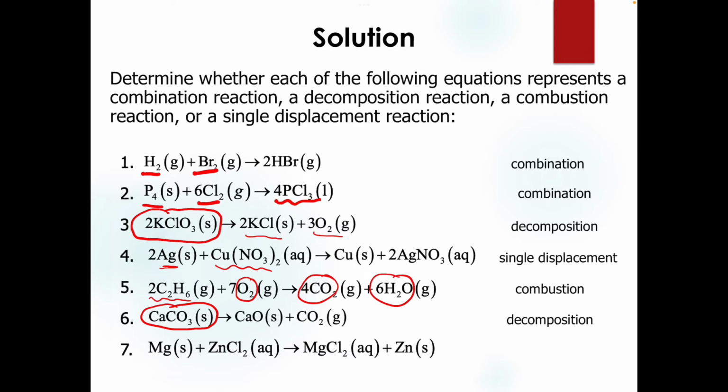And then our last one is also a single displacement reaction because we have an element reacting with a compound. And you can see that magnesium kicks that zinc out, so zinc ends up by itself, and magnesium ends up bonded to the chloride. Remember, it doesn't matter the order that you write, like I could have written zinc plus magnesium chloride. These are the same thing. It doesn't matter the order that you write them in, as long as they end up on the correct side of the arrow.